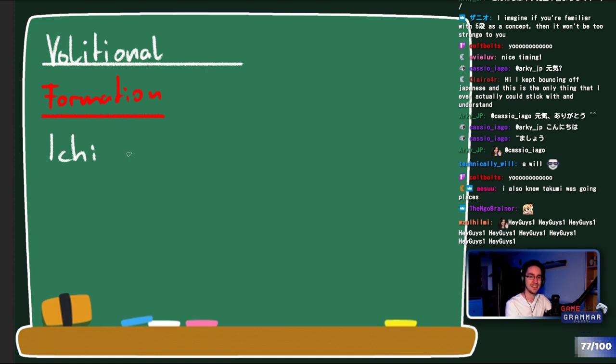We're going to look at the ichidan verbs first, and then the godan verbs, and then the exception verbs. And we're also going to look at masu, though it is nothing too crazy. So there you go. Ichidan.